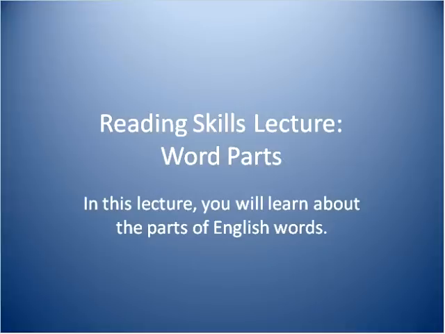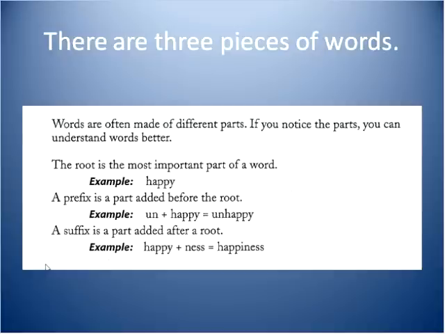In this lecture, you will learn about the parts of English words. There are 3 pieces of words. Words are often made of different parts. If you notice the parts, you can understand words better. First, the root is the most important part of a word. An example of a root is happy.